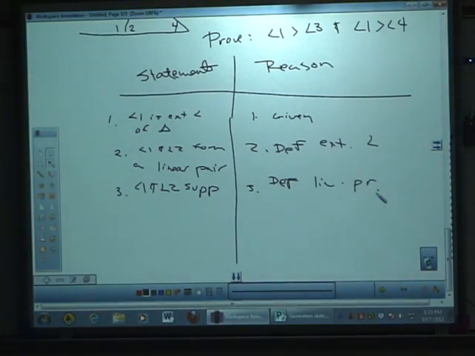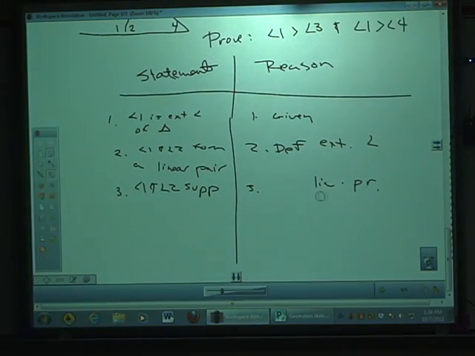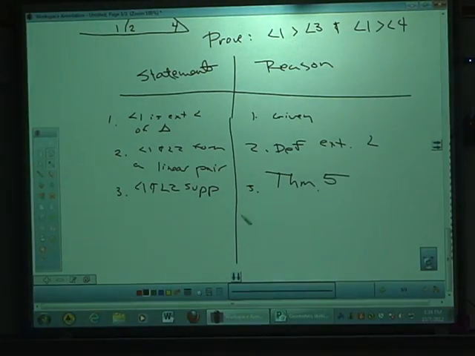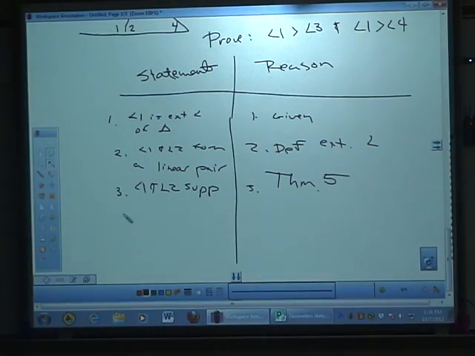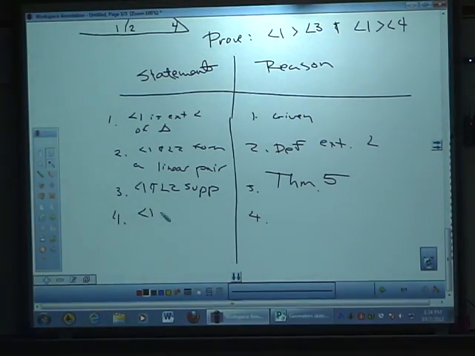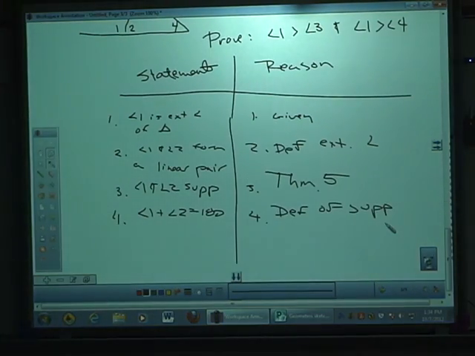Okay, now wait a second. Definition of linear pair just says they're adjacent and uncommon sides form opposite rays. Exactly. Theorem 5 says they're supplementary. If they're supplementary, then they must add up to 180 degrees. Here we have my definition of supplementary, which says two angles, don't forget, two angles that have a sum of 180.